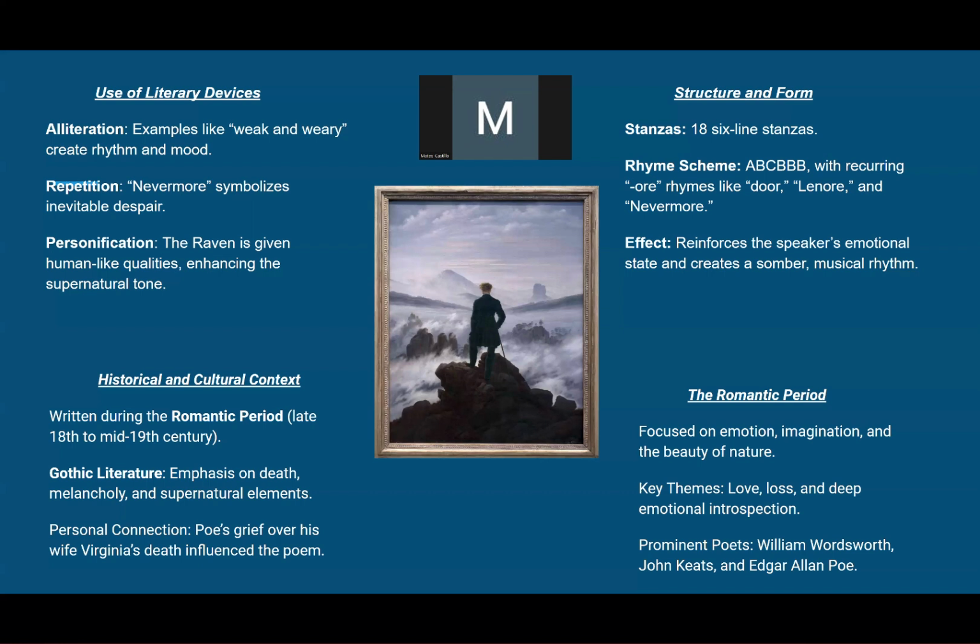The Romantic period focuses on emotion, imagination, and the beauty of nature. Some key themes during this period in literature are love, loss, and deep emotional introspection. Some prominent poets, William Wordsworth, John Keats, and Edgar Allan Poe.